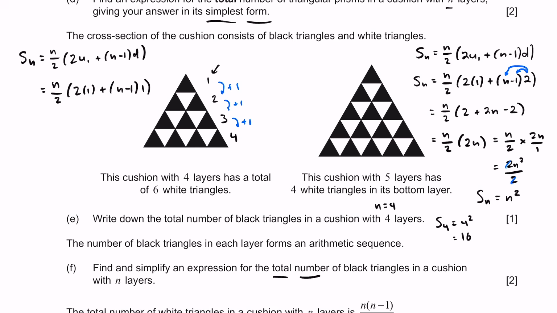Oops. Let's clean this up. n over 2, 2 times 1, right here, 2 times 1 is just 2, plus, and in this case we just have 1 multiplied by n minus 1, so it's actually just n minus 1. Since we have an addition between the brackets, they don't really do anything.